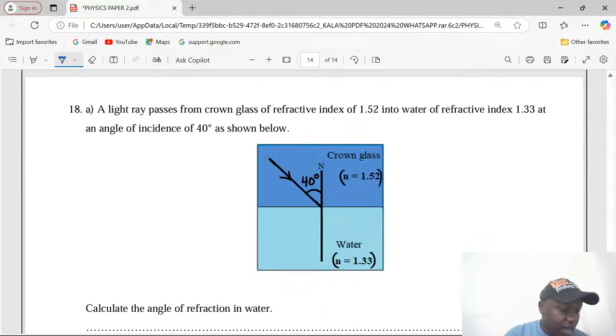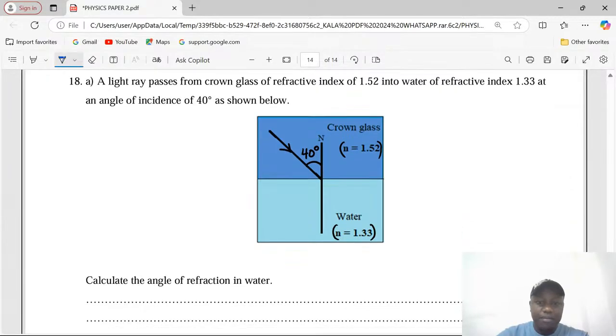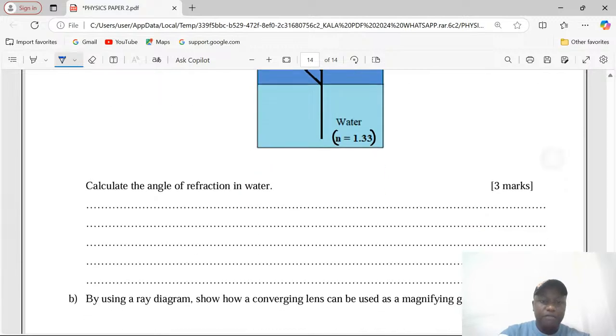We got another question here, and actually, we should be winding up now. We are talking about number 18. A light ray from crown glass of refractive index 1.5 into water of refractive index 1.33 at an angle of incidence of 40 degrees as shown. Calculate the angle of refraction in water.